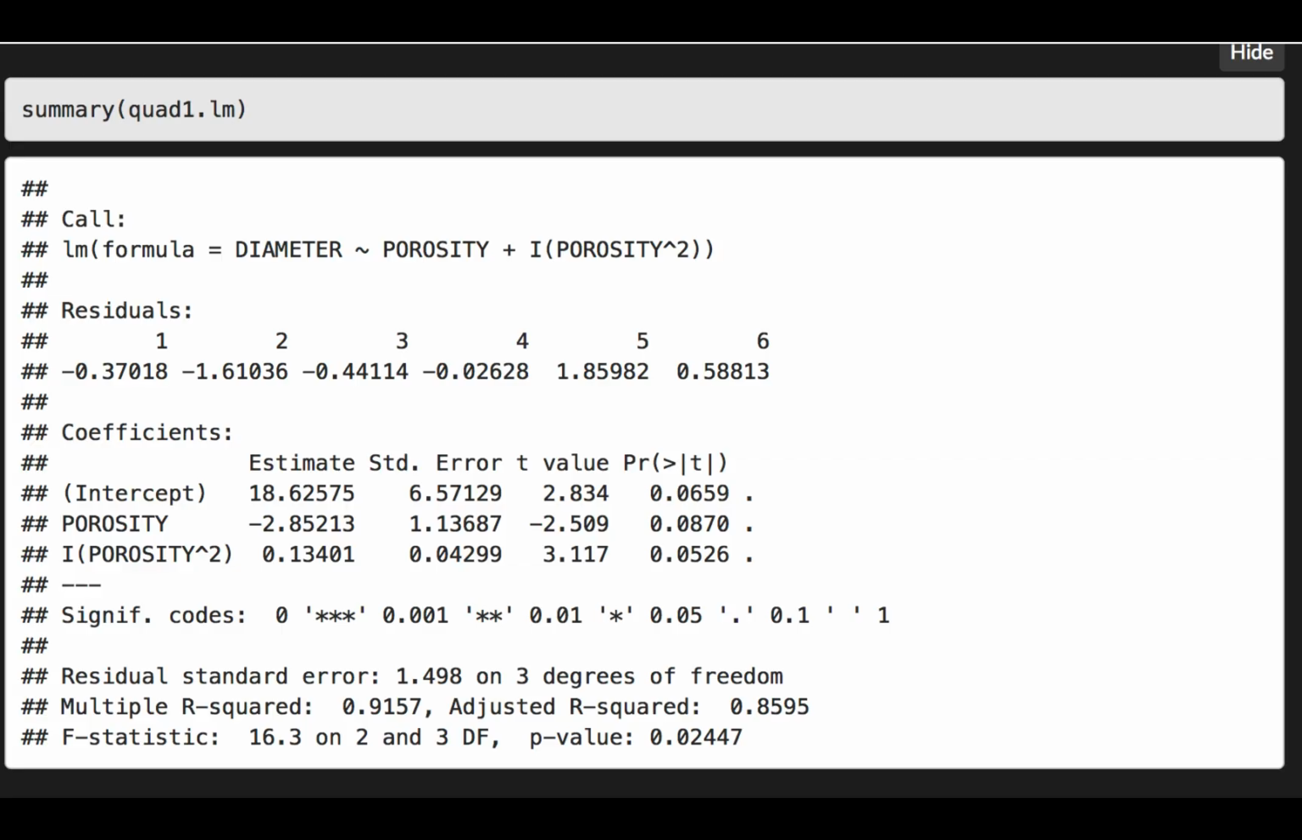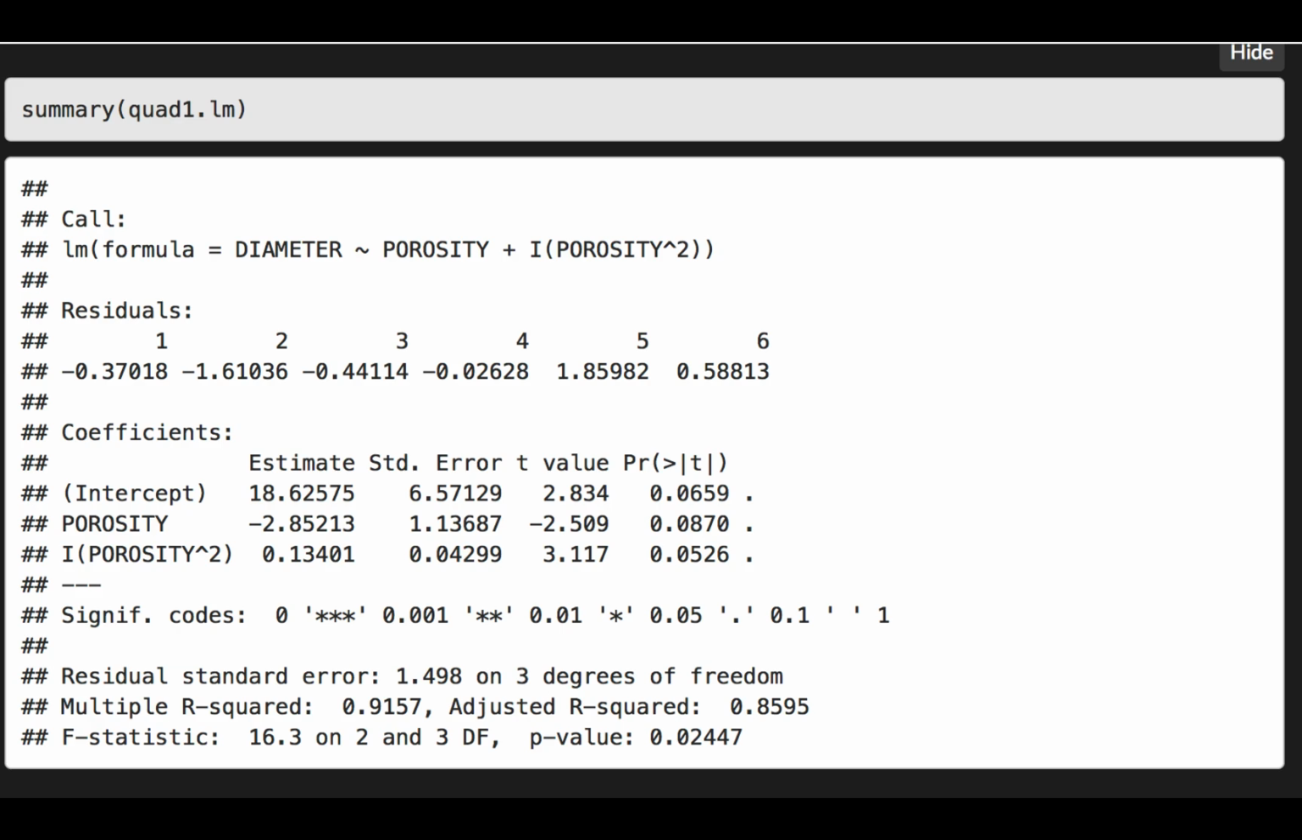If we look at the summary of our quadratic model, at the top it gives us our formula that we've been using. Then it gives us our residuals, which give us a good indicator of our range and our quartiles. Then we can really dig into the coefficients: our intercept, or beta naught hat; our porosity, which is going to be our slope, beta 1 hat; and our x squared term, which is the curve of the quadratic, or our beta 2 hat.